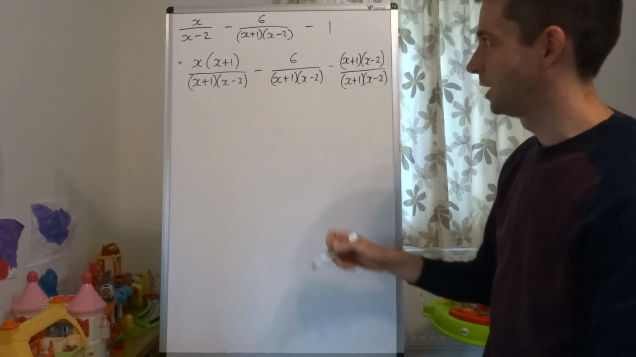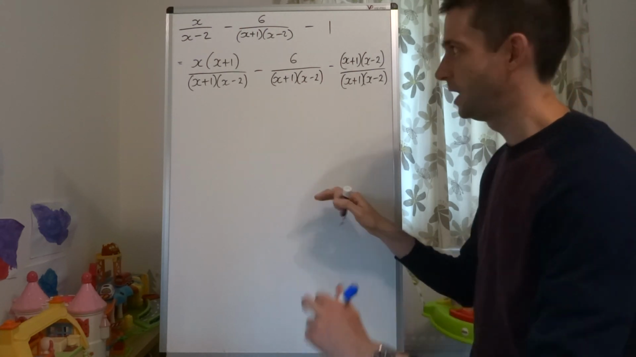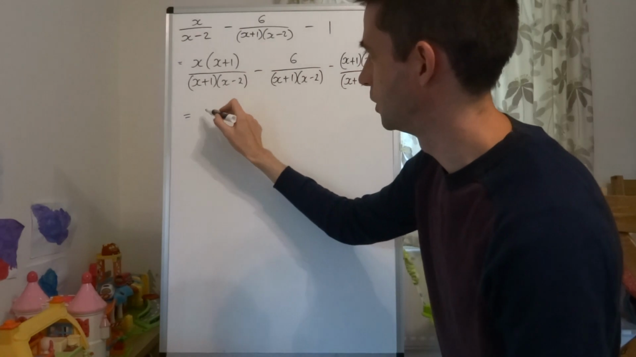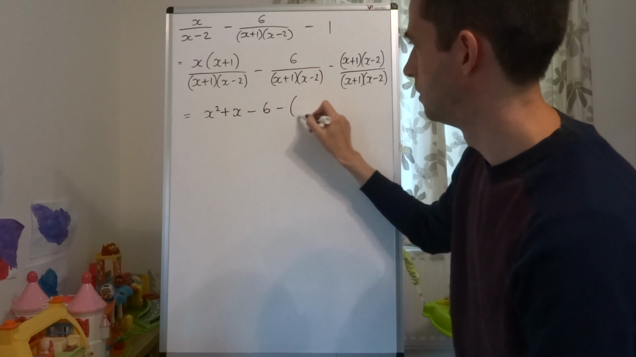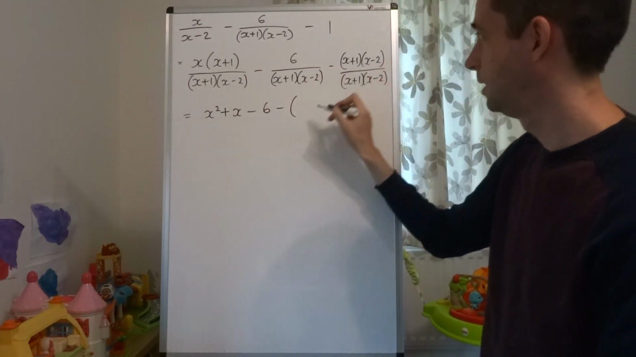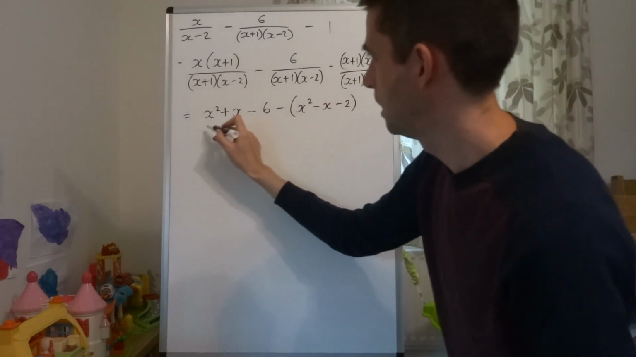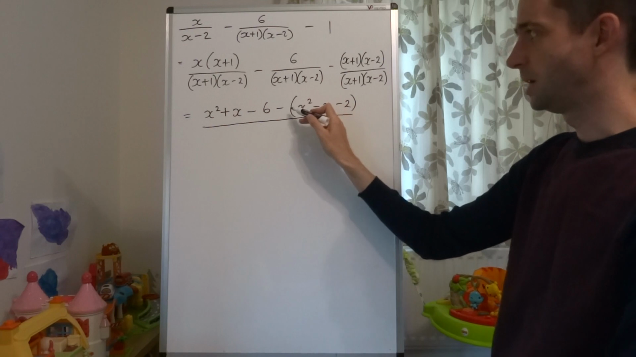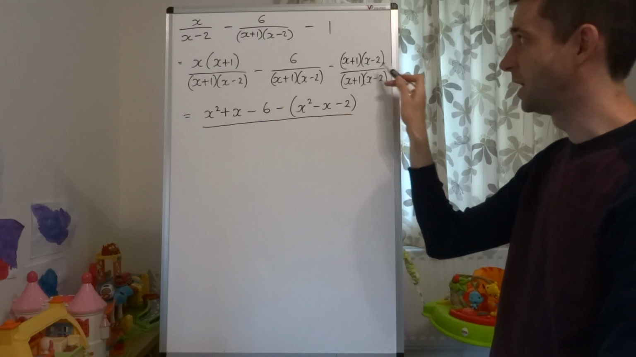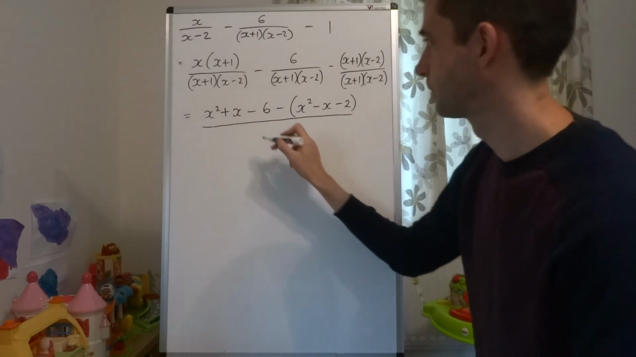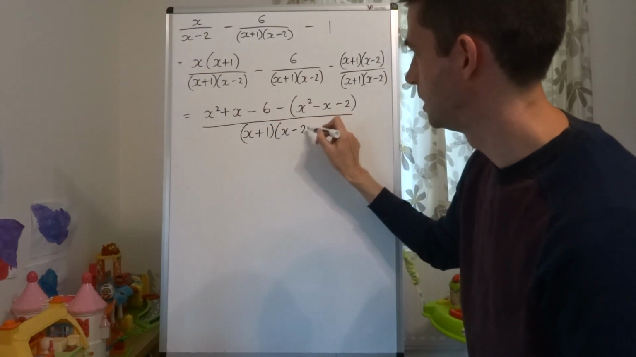Okay, right. What I'm now going to do is expand it and combine it, but just watch very carefully how I'm doing this. So I've got x squared plus x minus 6 minus, and I'm keeping a bracket here and expanding this out to be x squared minus x minus 2. And the reason that I'm keeping that minus there and putting a bracket around it is I'm subtracting the whole result of x plus 1 times x minus 2. Now that whole thing is over (x plus 1)(x minus 2), because that's my common denominator.